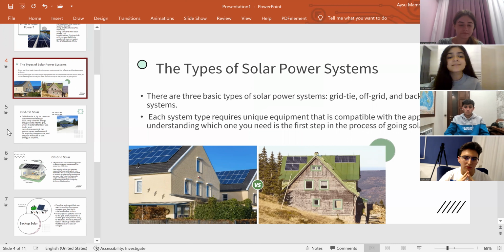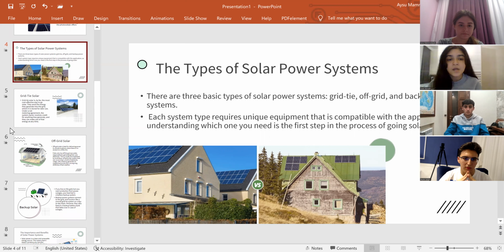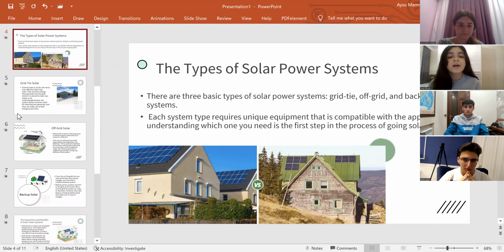And depending on the type of the system, excess solar energy can either be fed into the electricity grid for credits or stored in a variety of different battery storage systems. According to our research, there are three main types of solar power systems. These are on-grid, off-grid, and lastly, hybrid systems.